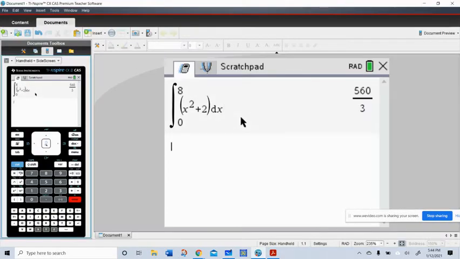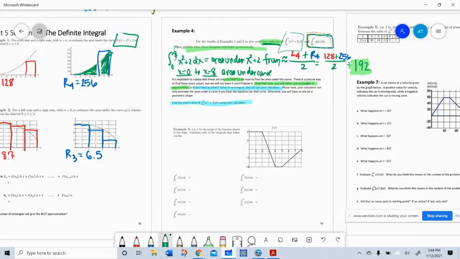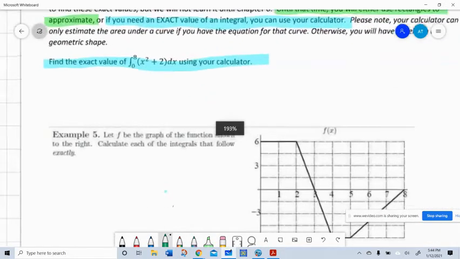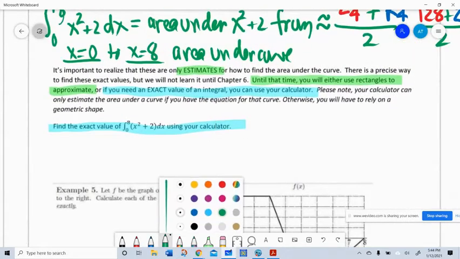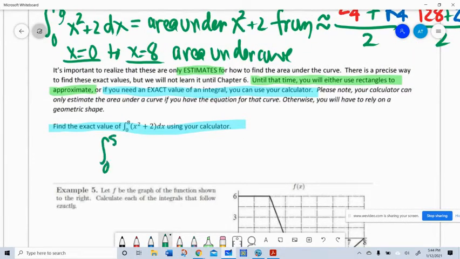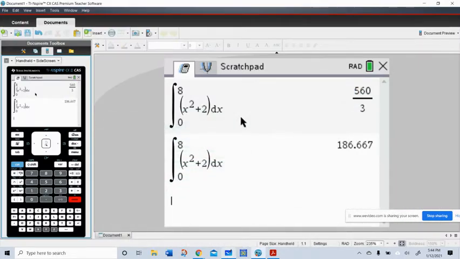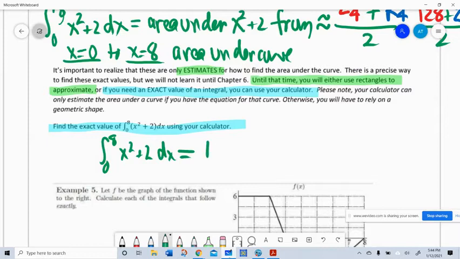Go back, hit enter. Ooh, we got a weird decimal or fraction answer. That's an exact value. I want to see what the decimal approximation of that would be. 186.667. So 186 2/3. So the exact value of that integral, you notice I don't need to use an approximation sign there. That exact value is 186 2/3.